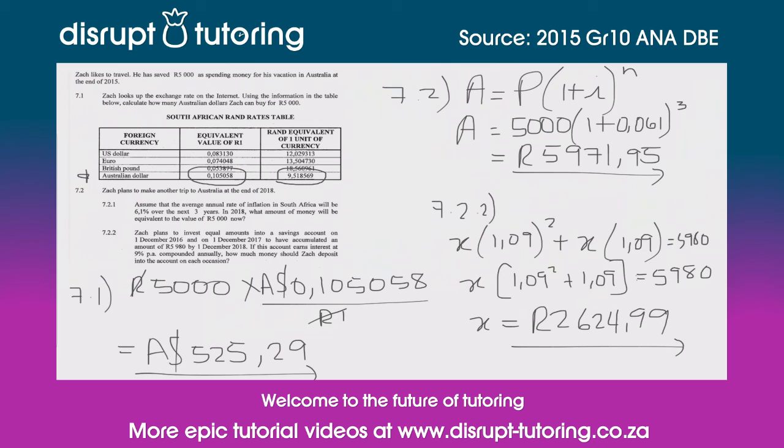All right, so what does that mean? It means that Zach needs to put in 2,624.99 at the end of 2016, and that will have a year to grow. And then he's going to put in another amount of 2,624.99, and that's going to add to the amount that's already grown for a year. And by the end of it, he's going to have the 5,980 Rand that he wanted at the start. So it's some good planning on Zach's behalf. I really hope this is enough money for him to have an awesome time in Australia.